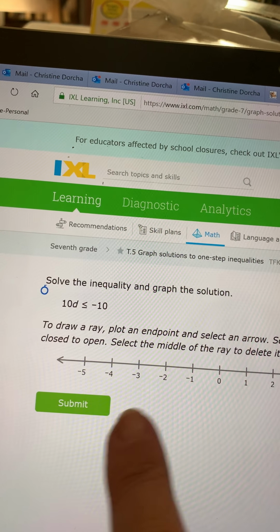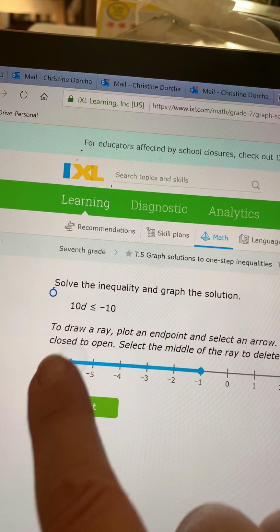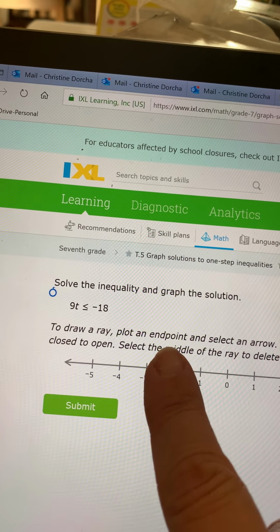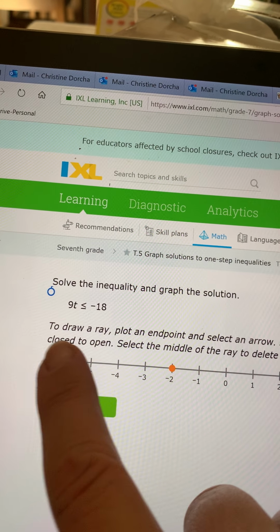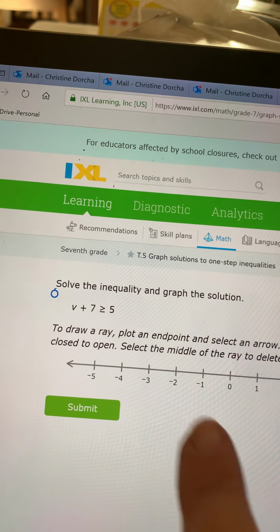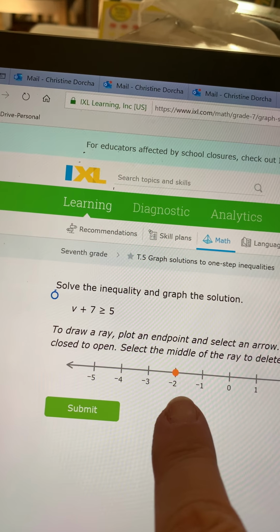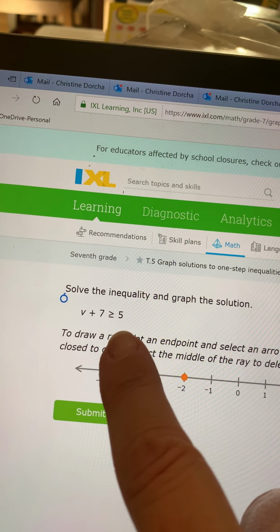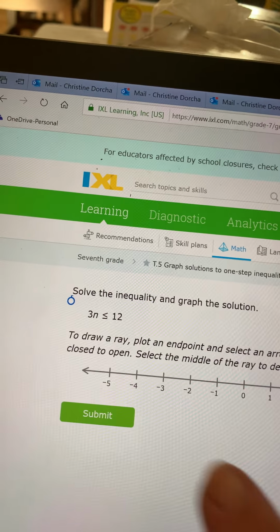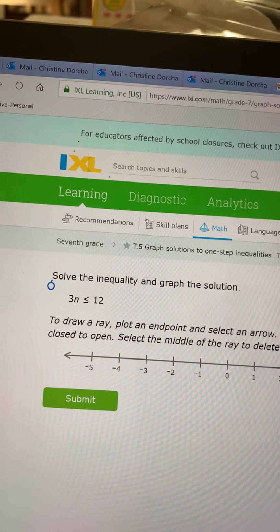Okay, we're going to divide both sides by 10. This is inclusive at the -1. All values that are less than or equal to -1. I'm going to divide both sides here by 9. So all values that are equal to or less than -2. I'm going to add, so actually subtract 7 from both sides here. And it's going to be inclusive. So all values that are greater than or equal to, and this will now be -2. Greater than or equal to is over here. Okay, dividing both sides here by 3. You will have all values that are less than or equal to 4.